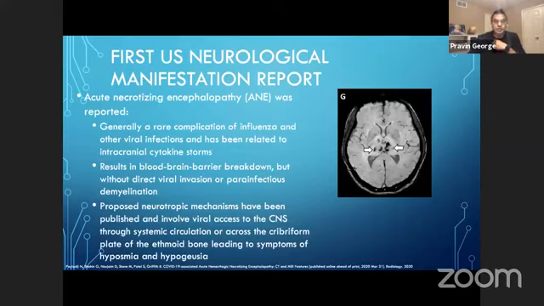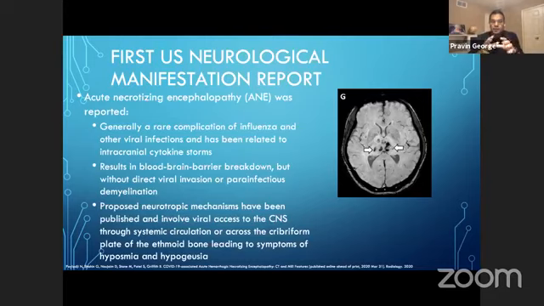This was one of the first reported cases out of Henry Ford, and patients saw this woman. She came in very similarly with symptoms of respiratory ailments, but all of a sudden she started having mental status changes, and they got an MRI and saw acute necrotizing encephalopathy. This is usually a rare complication of influenza and other viral infections. It's related to intracranial cytokine storms. It results in blood-brain barrier breakdown, and this can be with actual viral invasion or just parainfectious demyelination.